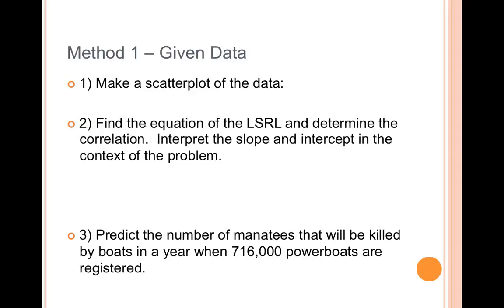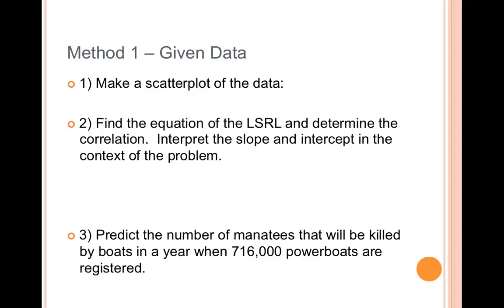Okay, so for the manatee problem, we made a scatter plot of the data already, we found the equation of the least squares regression line, and we determined the correlation. What I want you to do now is from video 4, I want you to interpret the slope and y-intercept of this equation in the context of the problem. And I want you to predict the number of manatees that will be killed by boats in a year when 716,000 power boats are registered. All right, so make sure that everybody's got the scatter plot and the equation of the least squares regression line. And then I want you to interpret the slope and intercept and make that prediction. Pause the video now, please.